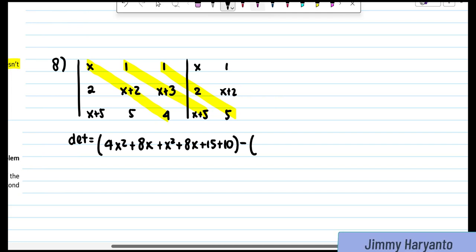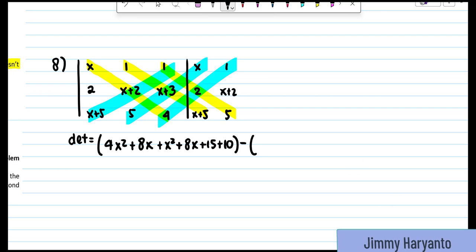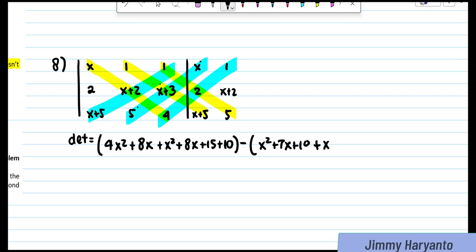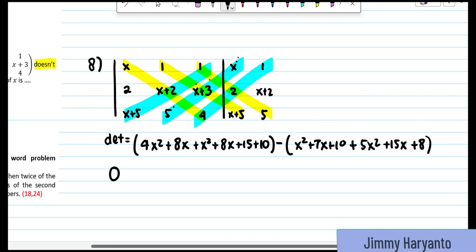And then for the blue, 1, 2, 3. You will write it down as x squared plus 7x plus 10. And then for this one is 5 times x, 5x squared, and then 5 times x times 3 equals to 15x, and the last one is plus 8. Okay, and the determinant have to be equals to 0.